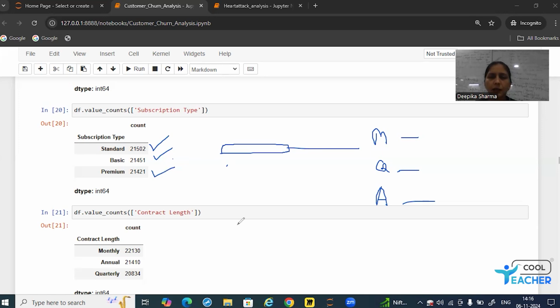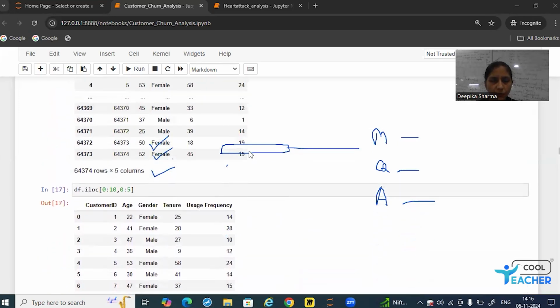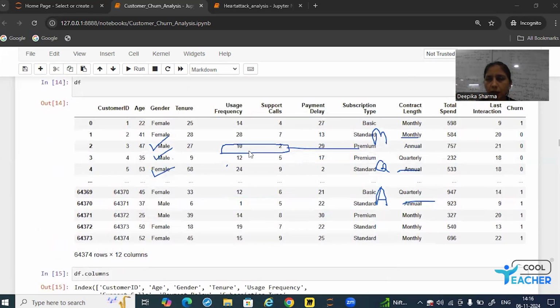Okay, wait here. Just one more thing I have to check. Subscription type. Let me check it out. Okay, this one which I'm talking about, monthly, annually, or quarterly, is actually the contract length. That comes under contract length. So what we can do is make the value counts for the contract length also.